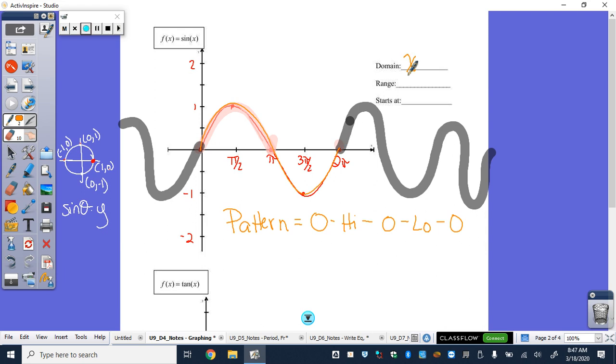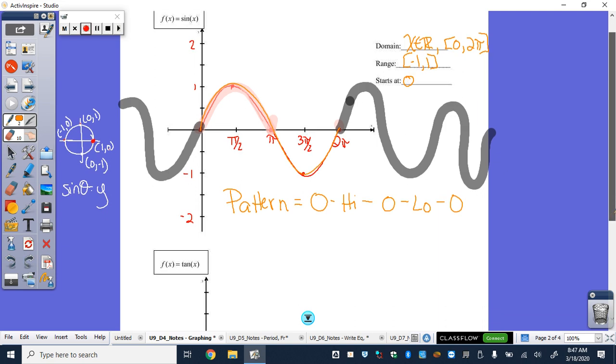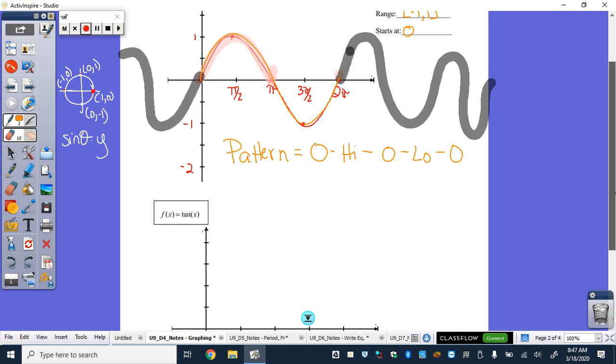So for sine, domain would be x is an element of the reals, but again, for this one, we are looking at 0 to 2 pi. Range is the same as our cosine graph. And this one starts at 0. So it has the same shape as your cosine, it's just it starts at 0 as opposed to starting high like your cosine does.